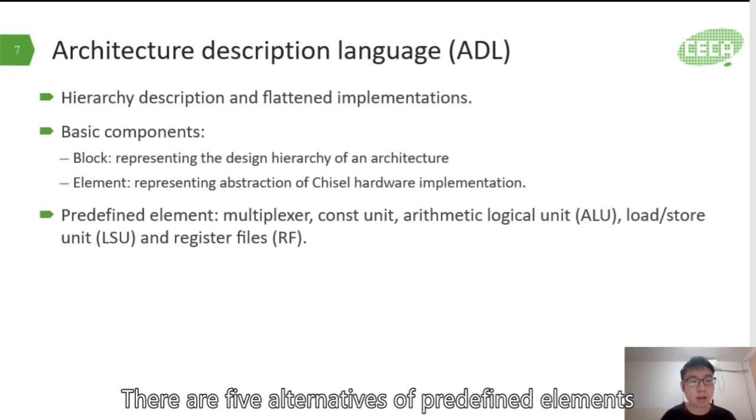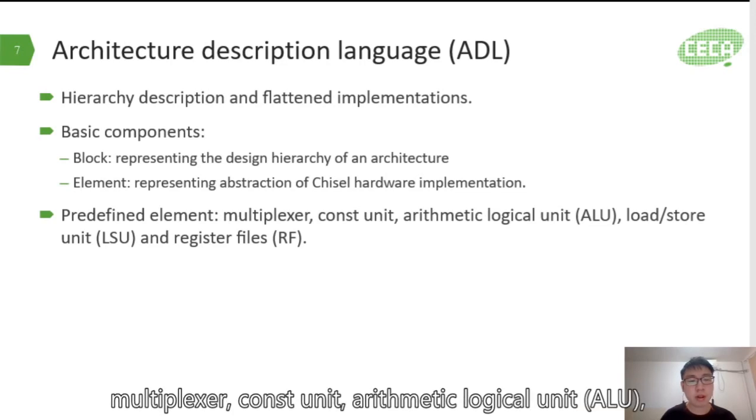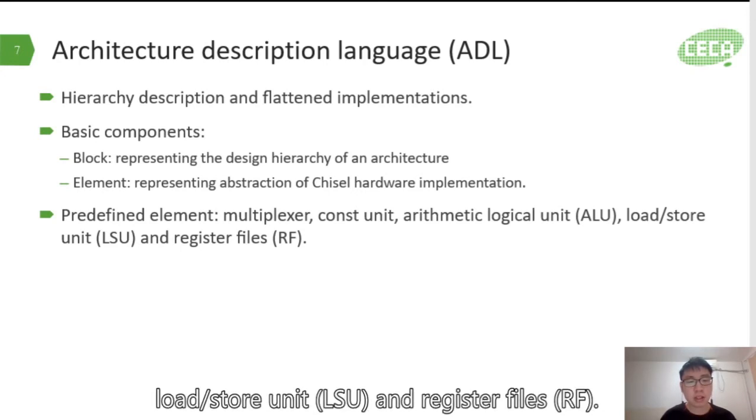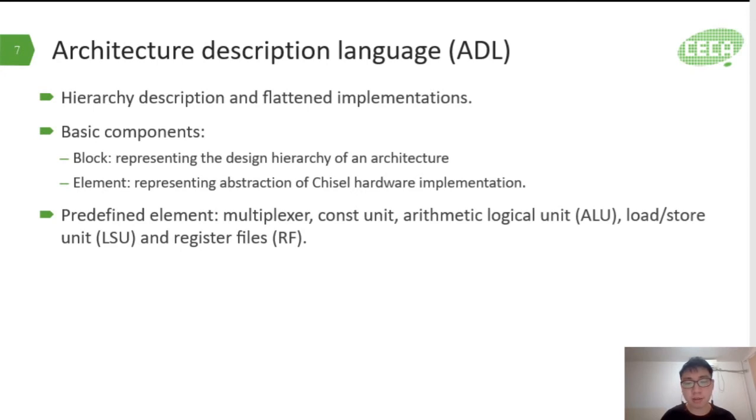There are 5 alternatives of predefined elements: multiplexer, const unit, arithmetic logical unit (ALU), load store unit (LSU), and register files (RF).